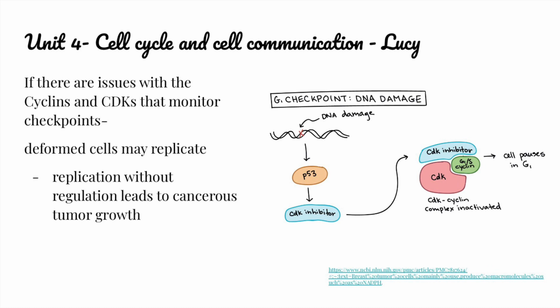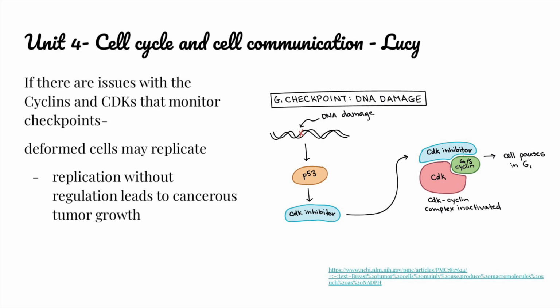As we see in this diagram right here, the cell is on the G1 checkpoint and it has DNA damage, and that stops the cell and probably sends it into a resting stage or apoptosis because the CDK and cyclin bond together and form that complex.